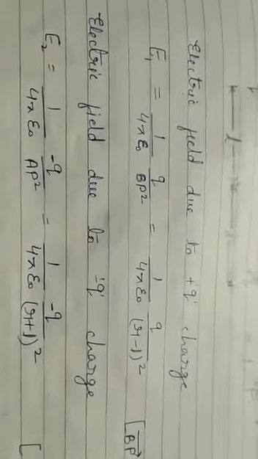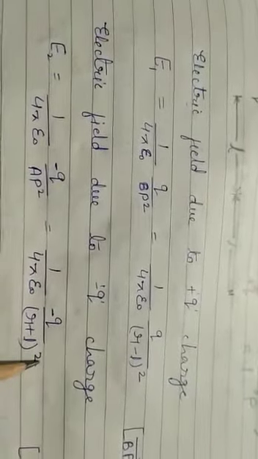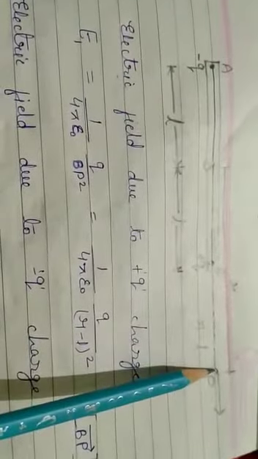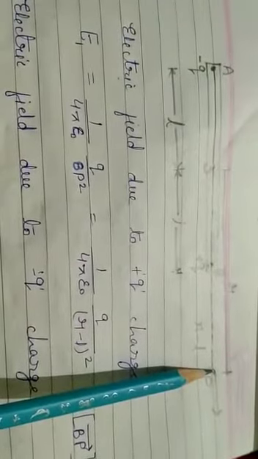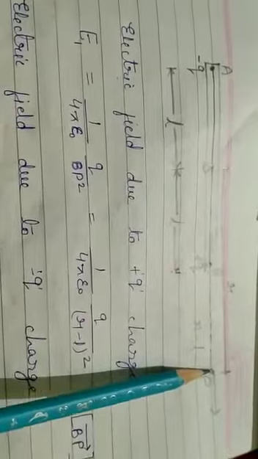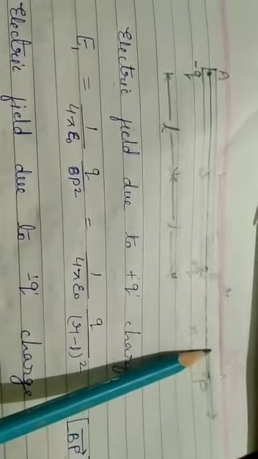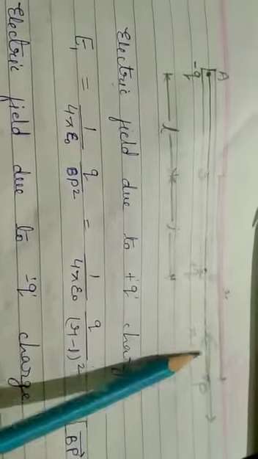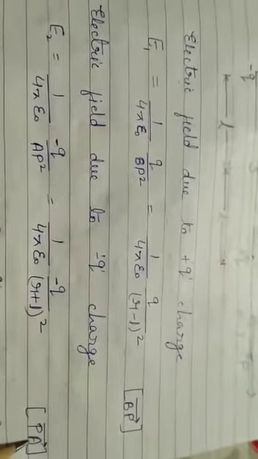So the electric field due to the minus q charge will be 1 upon 4 pi epsilon naught, minus q upon (r plus L) square. And it is a negative charge. Here at P a positive charge is there, so which force will work here? Attractive force will work here. So minus q tries to attract the charge at P, and this field will work in the left hand side direction. So the direction will be P to A. So you can see the direction of E2 is PA.